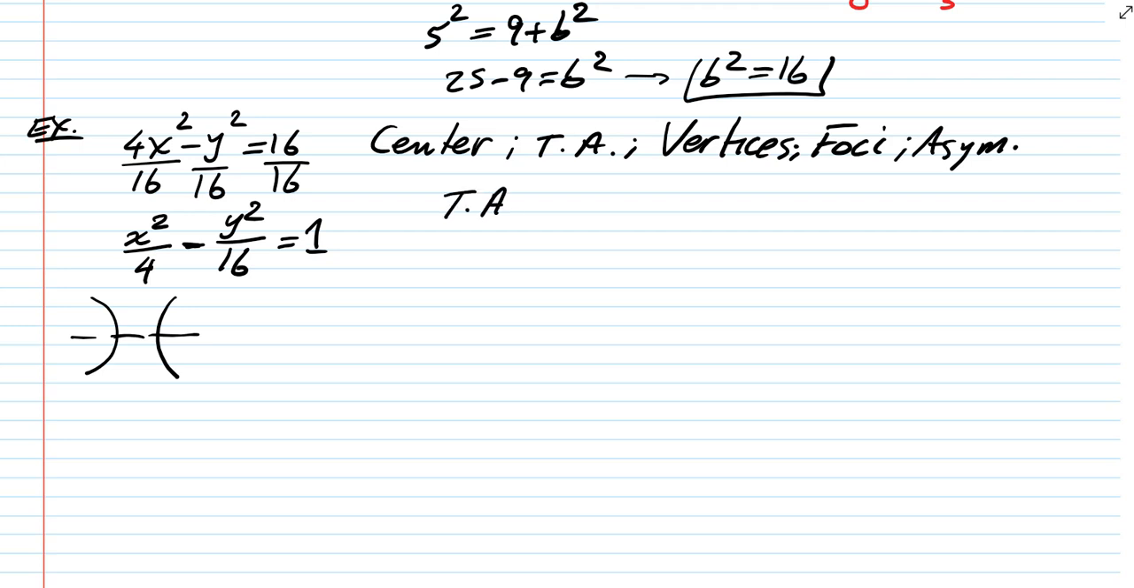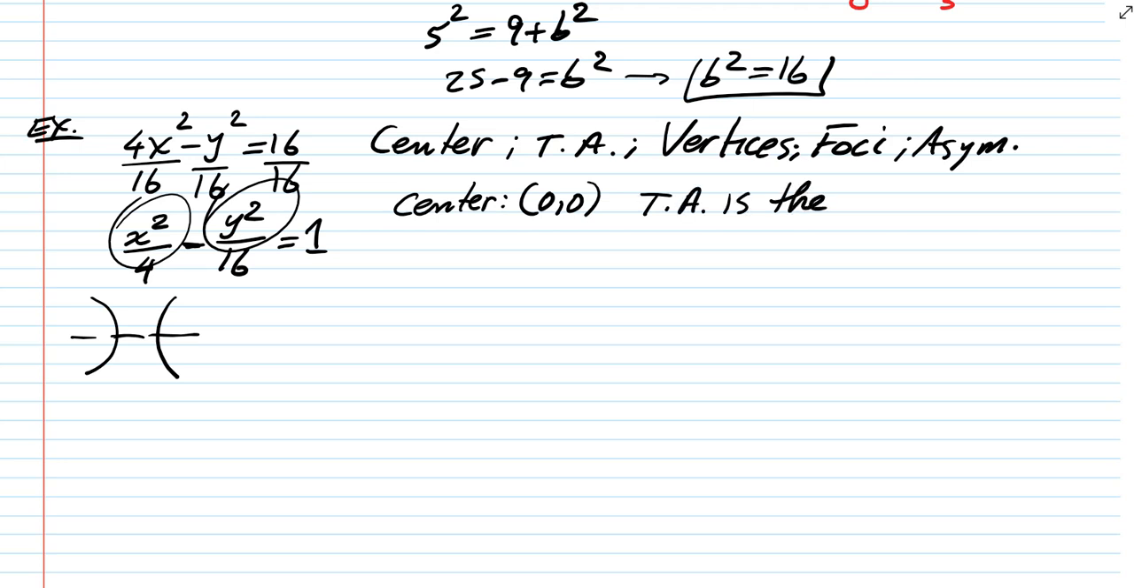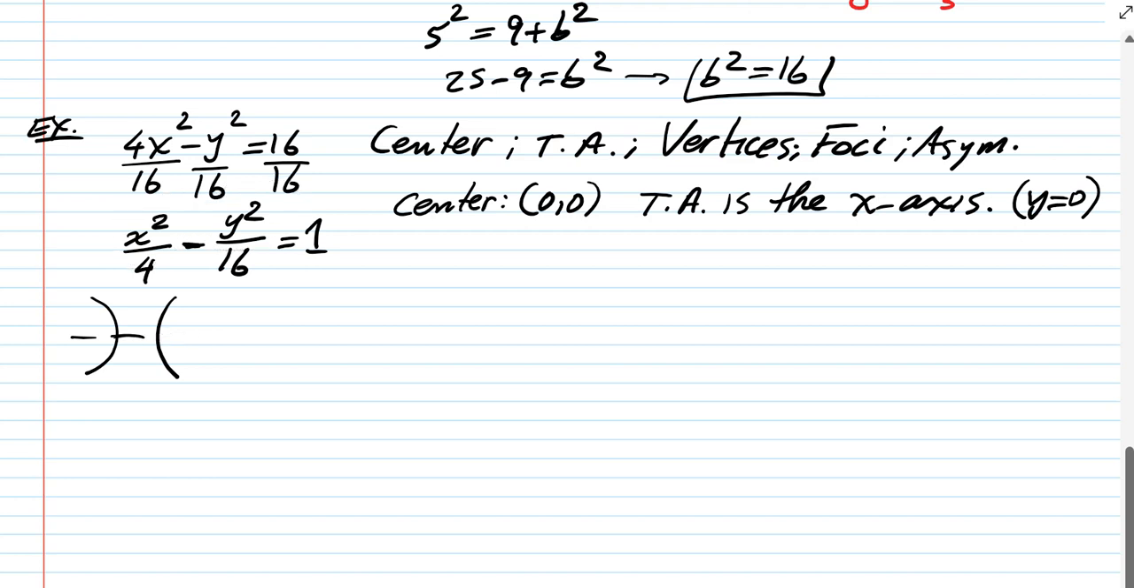The transverse axis is going to be, what's the center? At 0, 0, right? Yep. And the reason, because you can see h and k are 0. So center is going to be at 0, 0. If center is at 0, 0, transverse axis is the x-axis, whose equation is y equals 0, right? Okay, so we got those. Now, what else do I need? Vertices, foci, asymptotes.